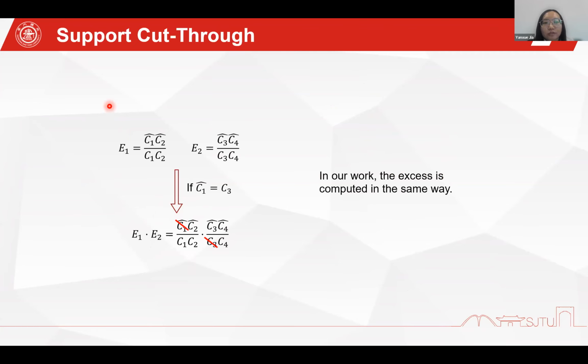Okay, finally, let's see how to still support cut-through. In the original Mimblewimble, for example, we assume that E1 is transaction one's excess, and E2 is the excess of transaction 2. And we assume that C1 hat is equal to C3. Then if transaction 1 and transaction 2 are aggregated into a big aggregate transaction, then the excess of the aggregate transaction is E1 times E2. Then the C1 hat and C3 can be cut. Then the output coins can be deleted from the aggregate transaction, which is called cut-through. In our work, the excess is computed in the same way, so our scheme still supports cut-through.